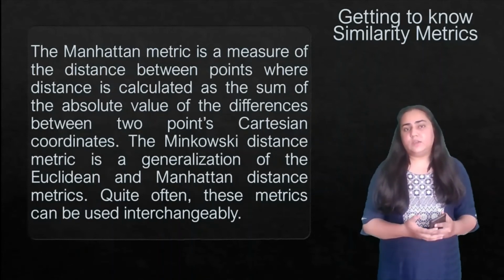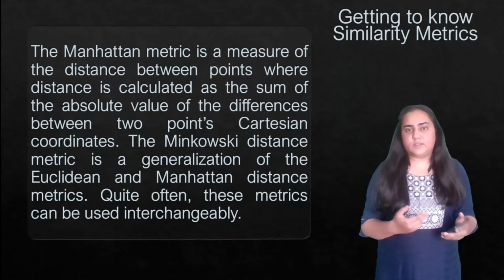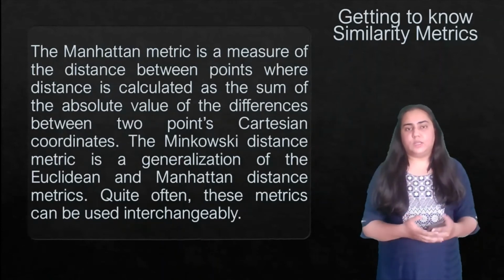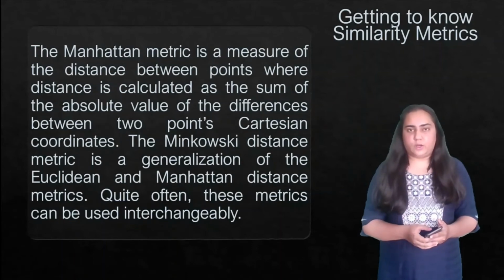The Minkowski distance metric is a generalization of Euclidean and Manhattan metrics, and quite often they are used interchangeably, which means you can change one for the other and use it.